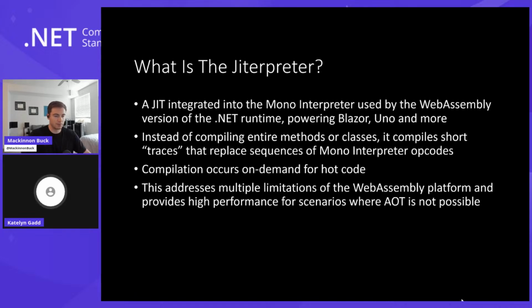If you're unfamiliar, a just-in-time compiler is distinct from other types of compilers in that it will compile your application on demand, potentially one class or one method at a time. And the Jiterpreter is a tracing JIT compiler, which means that instead of compiling entire methods or classes, it compiles short traces that replace small sequences of interpreter opcodes. This occurs on demand for the code that is hottest while your application is running. This addresses multiple limitations that we hit with the WebAssembly platform, and it gives you much better performance for scenarios where it's not possible to ahead of time compile your entire application.